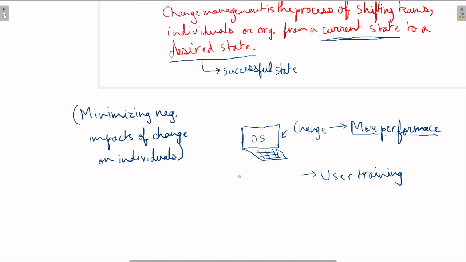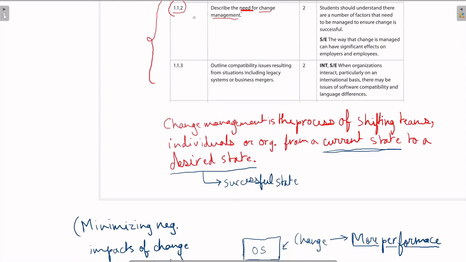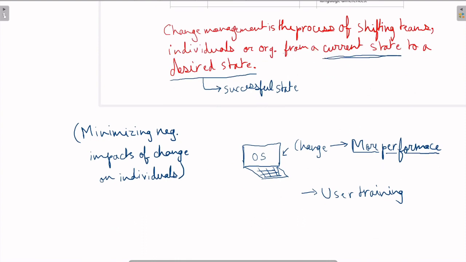So the reason we do change management, user training, is so that you can not only gauge the benefits of this change, but you also minimize the negative impacts of that change on the individuals in your company, on the human resources in your company. So that's change management, and that is all in topic 1.1.2. It's just this much. What change management is, and why we need to do change management, right?